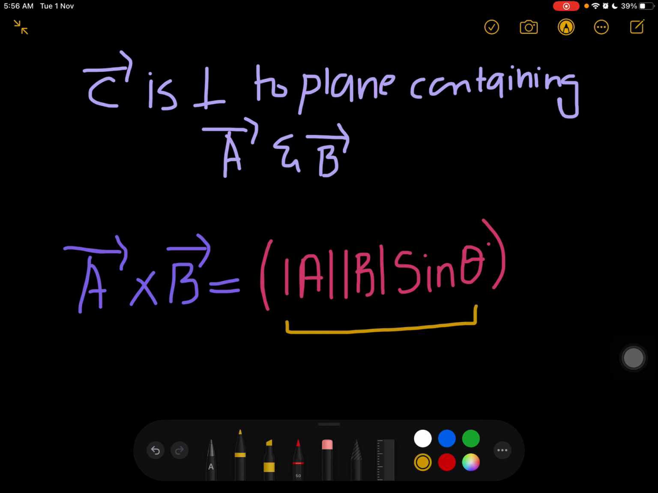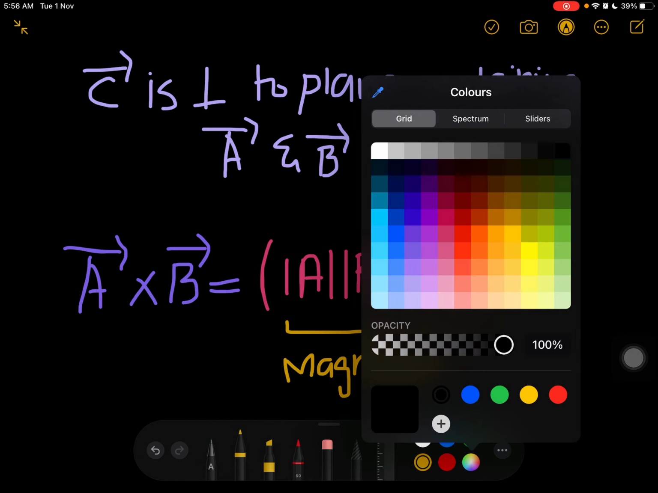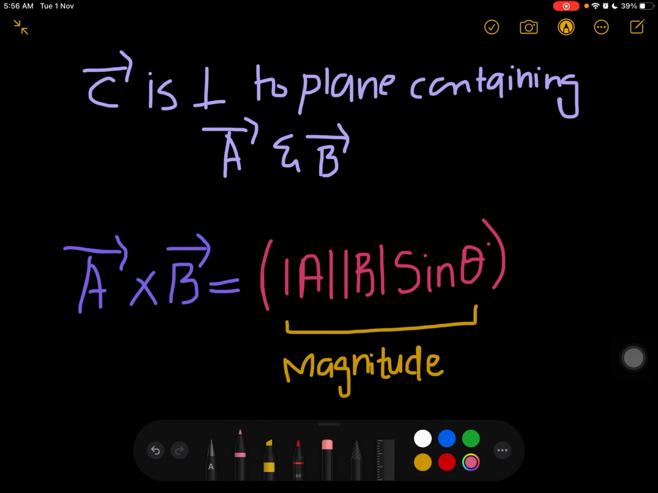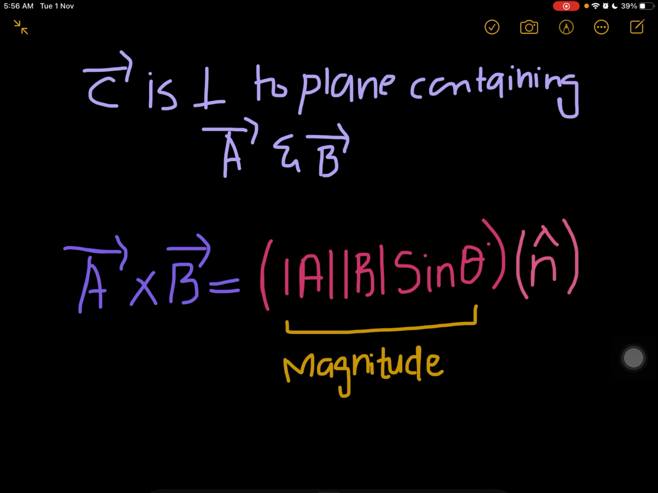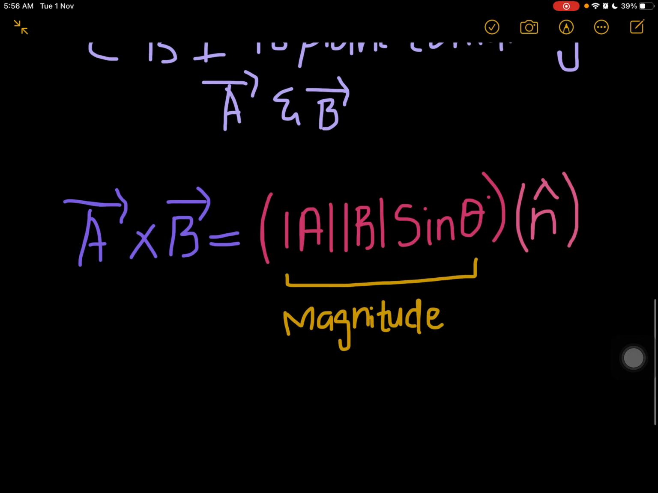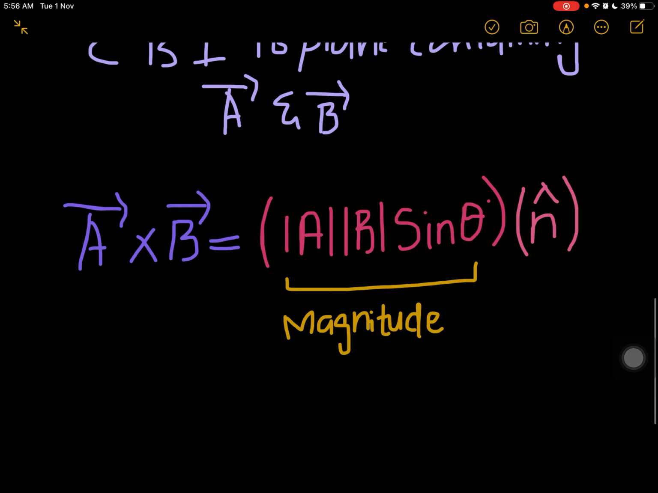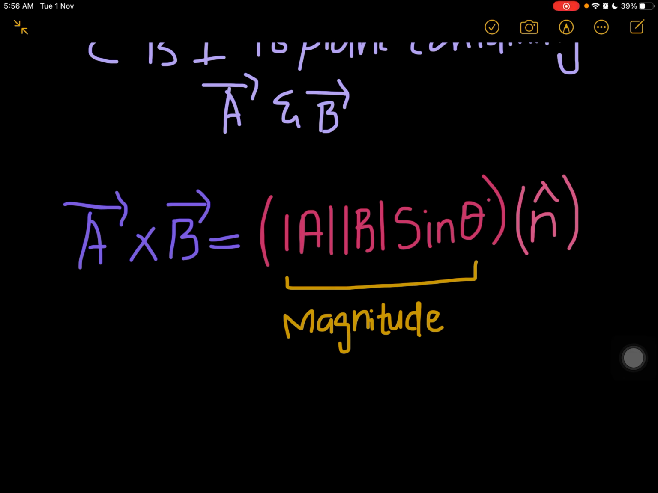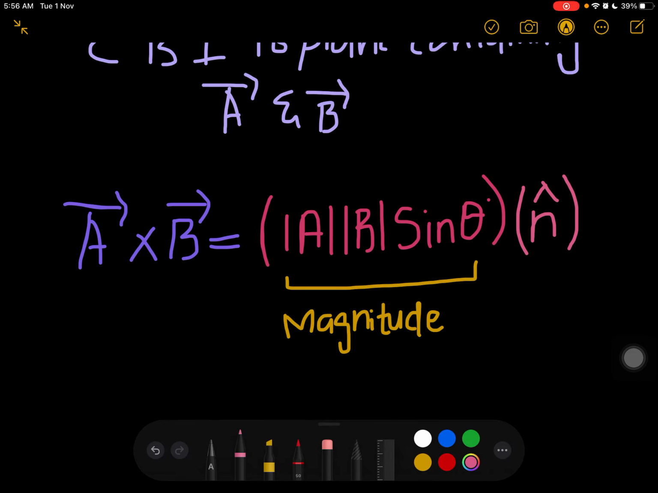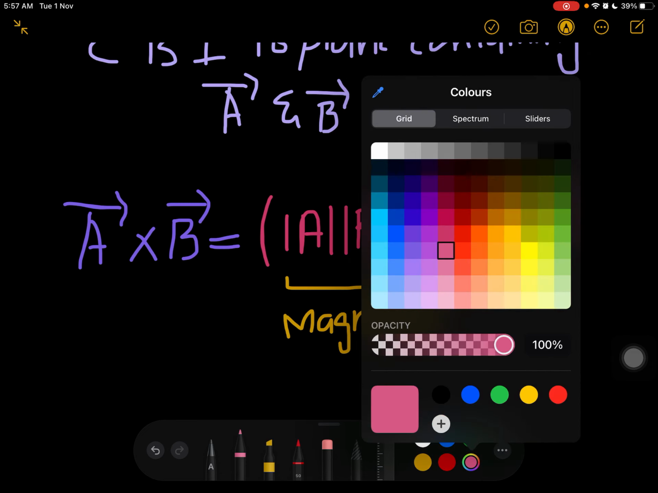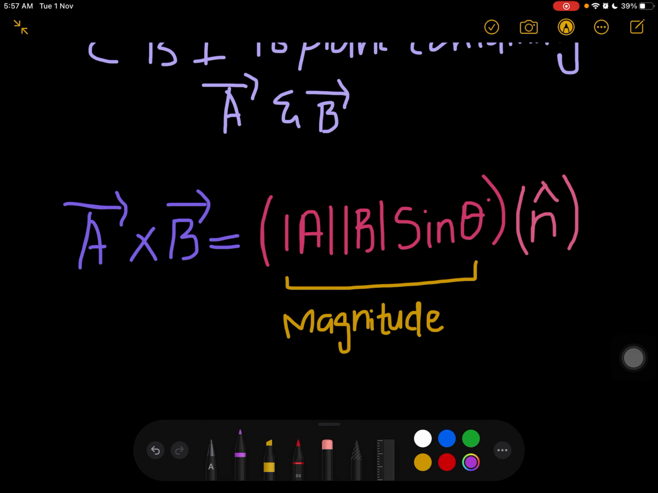This is the magnitude. Now how will you mention the direction? You will mention the direction by this. What is this? This is a unit vector. What was the work of a unit vector? The only work of a unit vector was to show us the direction of a vector, right? It has magnitude 1, it has magnitude unity, and its work is only to show us the direction.